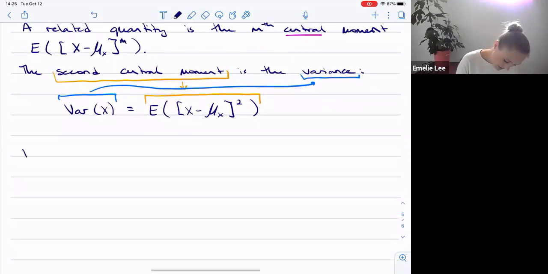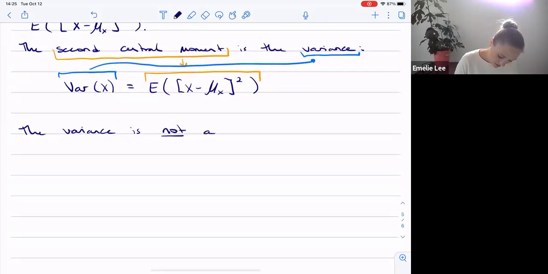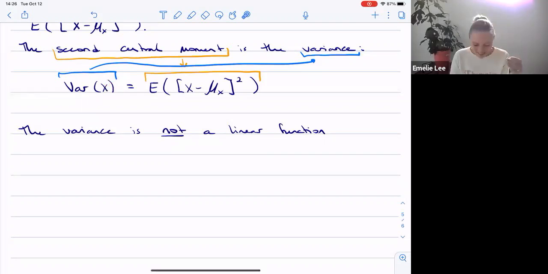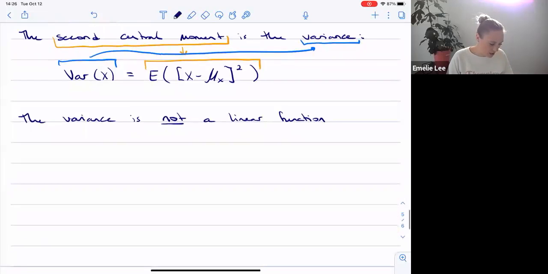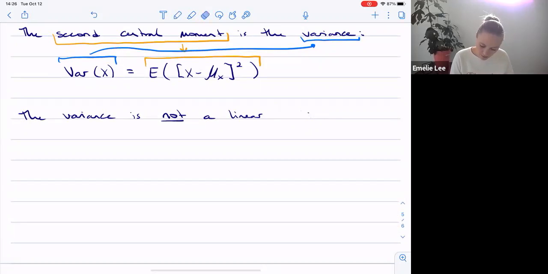The variance is not a linear function, right? So the variance itself here is not a linear function. So what that means is I can't just distribute the variance across some function of X. But the expectation value is a linear function, right? So if I can rewrite the variance as this expectation, then I can distribute that expectation. Sometimes that's easier, sometimes it's harder, right? And so the variance is not a linear operation, sorry.